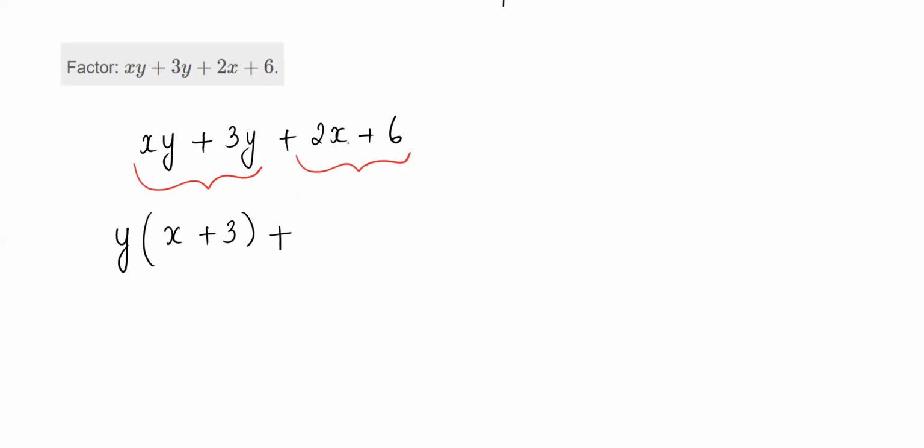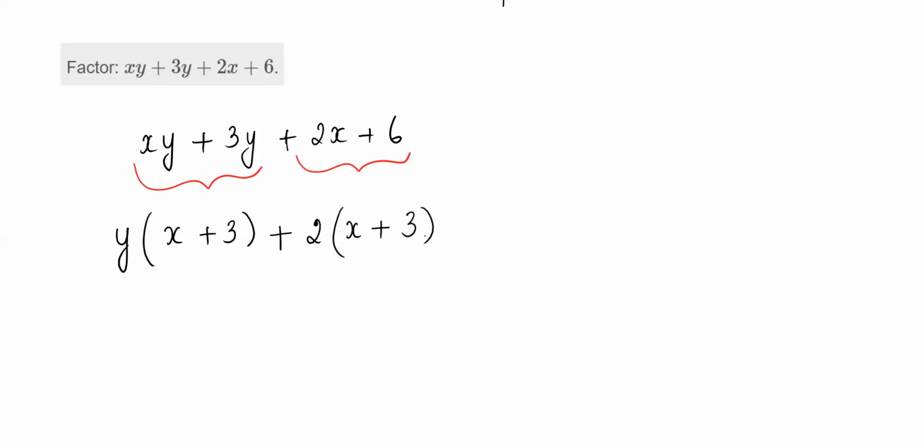Then between the next 2 terms, what's common between them is 2. If you split up the 6, you get 2 and 3. So 2 is common to both of them. Pull out the 2, and then you collect what is remaining. You have the x here. If you divide a 2 out of the 6, what do we have? In other words, 2 times what will give me 6? 2 times 3 will give me 6.